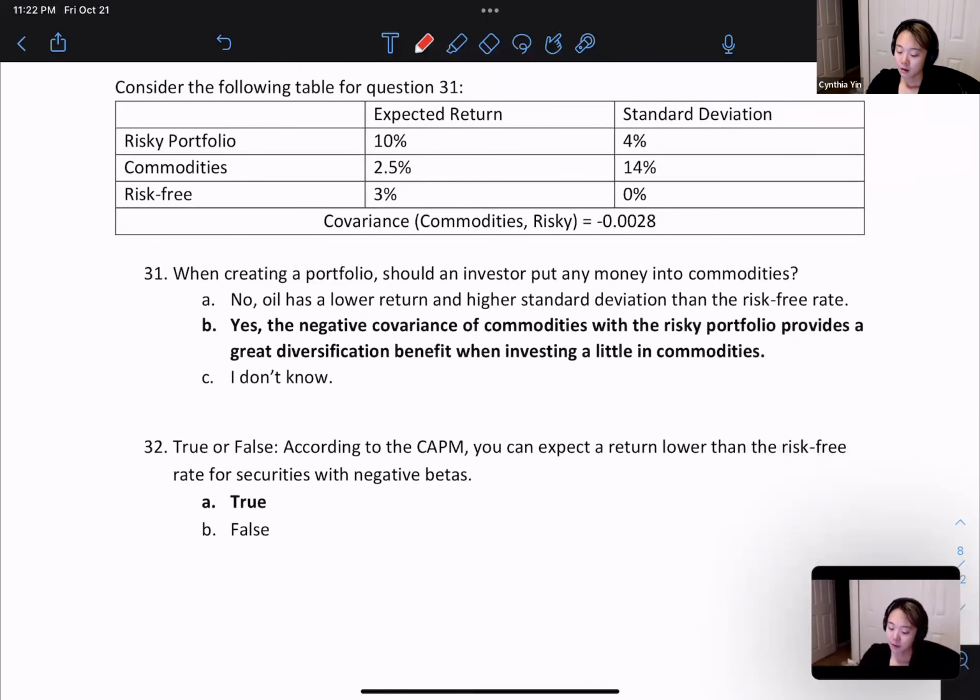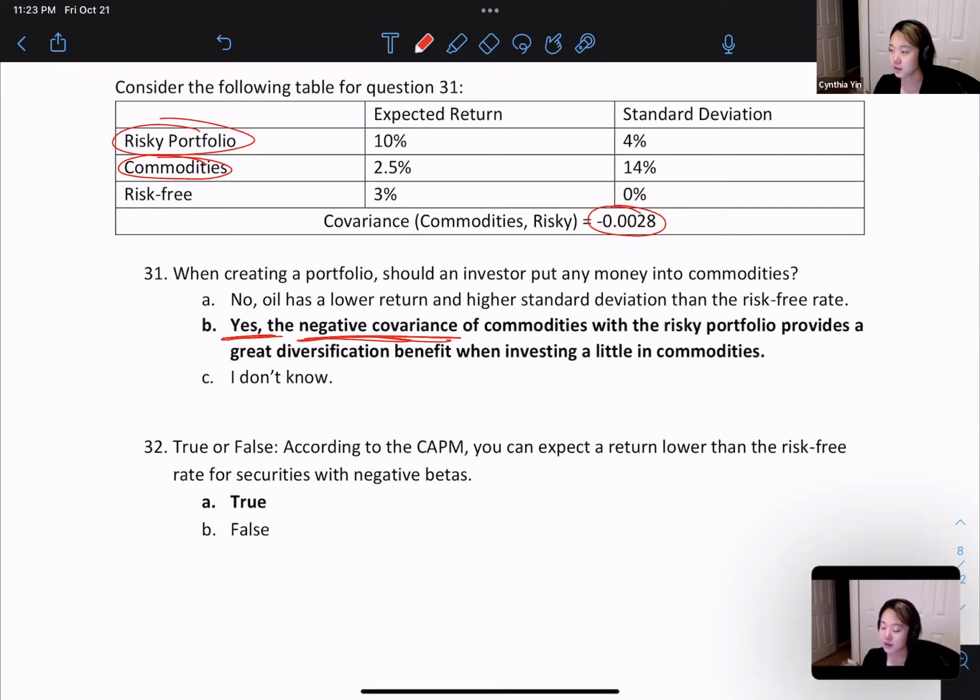Question 31, when creating a portfolio, why is it related to the, oh yeah, it is related to the table. I was thinking why it's related to the table. So this is commodity and another risky portfolio, okay? When creating a portfolio, should an investor put any money in commodities? The answer is yes. Because of the negative covariance. So this question is testing you to understand the power of negative covariance.